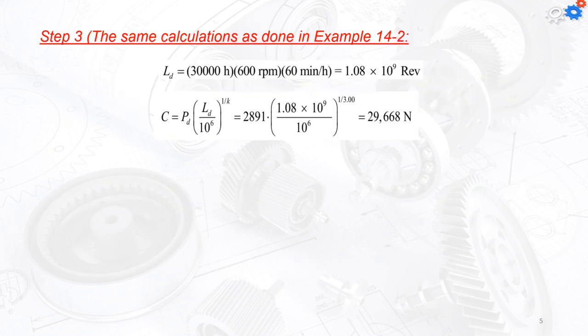Now we're going to calculate the value for the C, which is the same value that we did in the example 14.2 that we covered earlier. So it's going to be 29,668 Newton.